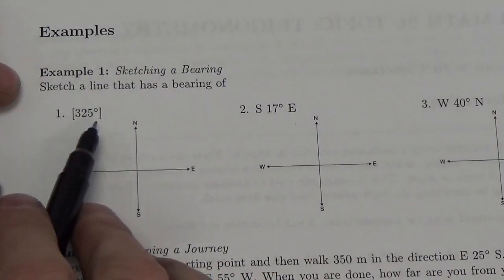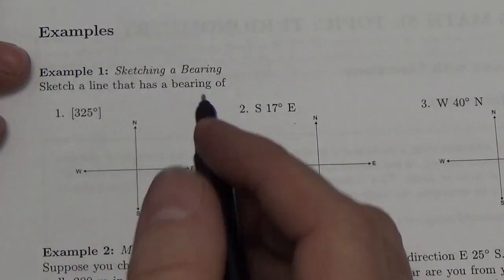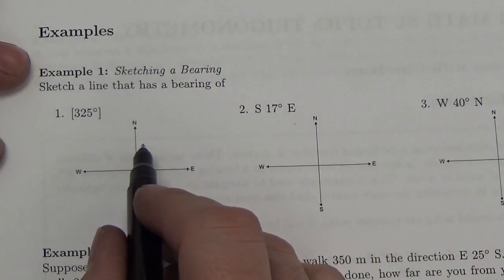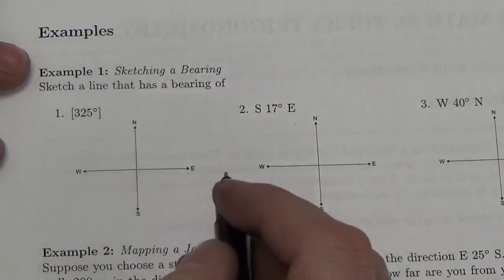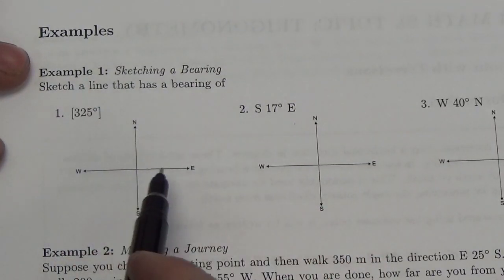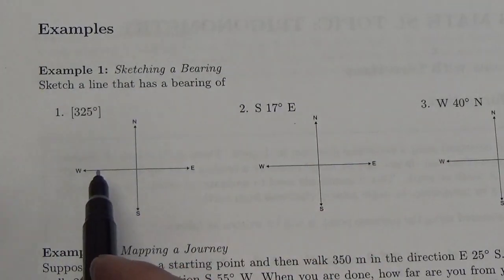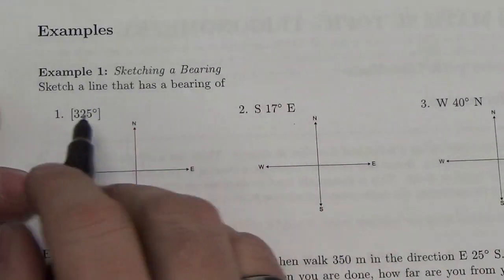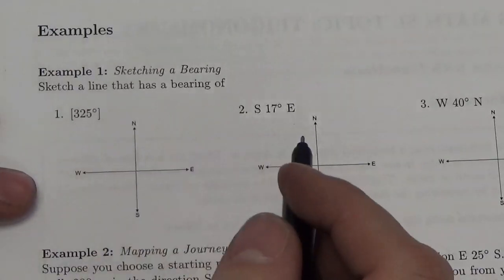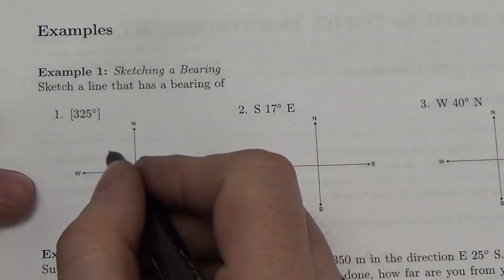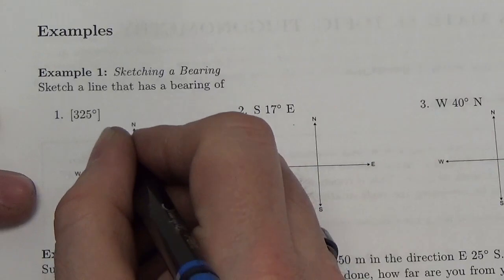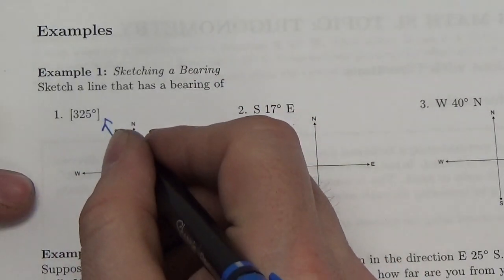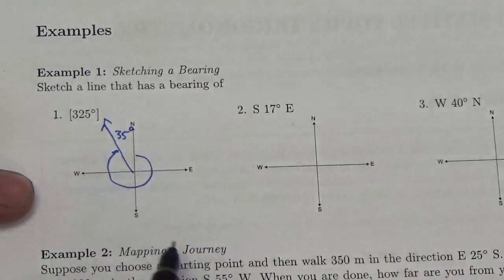So a bearing of 325 means we start at north and rotate clockwise 325 degrees. Let's think about this. This is 90, 180, 270. So we're going to be somewhere here. At 325, we are 35 degrees shy of a full rotation, so it's going to be out like this. The angle comes all the way around here, and this is going to be 35 degrees inside there.